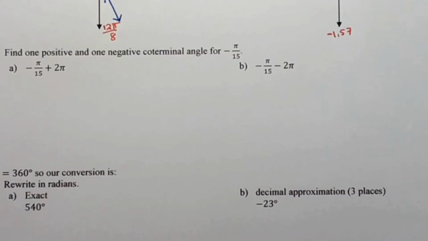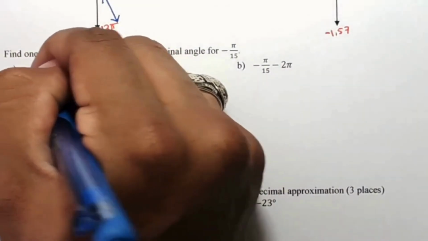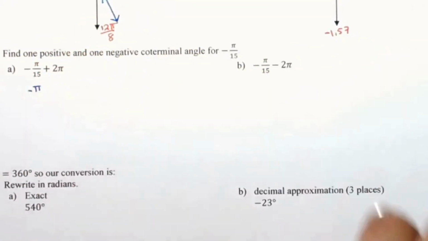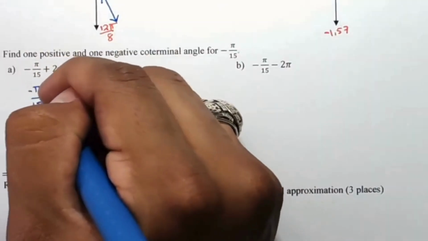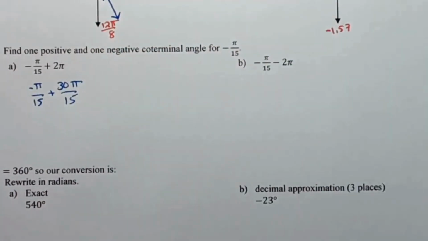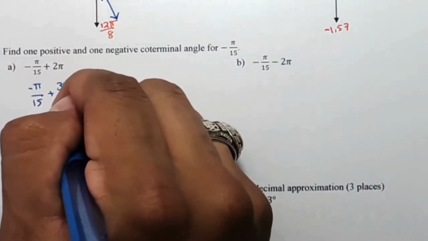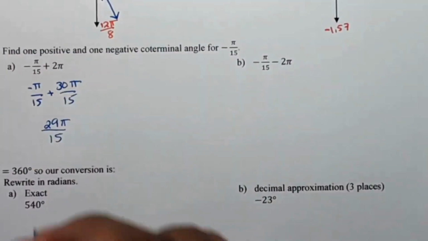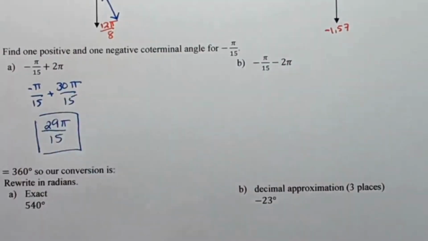Well, a full circle in radians isn't 360, it's 2 pi. So you have to change your thinking around. We're still adding a circle, but our circle now is 2 pi. So what I need to do is add negative pi over 15 and 2 pi. In order to do that, I need to get a common denominator. So I'm going to multiply the top and the bottom of 2 pi, and remember the bottom of any whole number is always 1, by 15. So this is going to be 30 pi over 15. And when you add fractions, you just add the tops and leave the bottoms alone, which is the reason why we have to get a common denominator. So there's my positive coterminal angle.